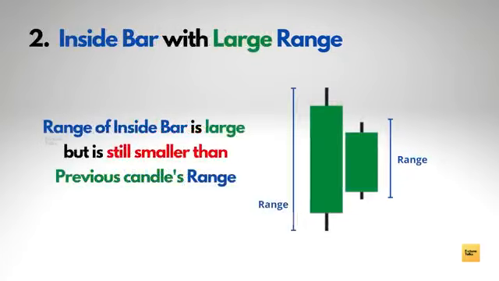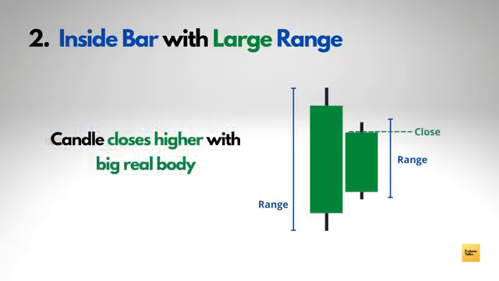The second type is the inside bar with a large range. Now you can have an inside bar with a large range. So this is still an inside bar as the range of the candle is covered by the prior candle. But in this case, you will notice that the range of the inside bar is too large. Now, depending upon the close of the inside bar, this could either represent an indecision in the market or a reversal in the market. Now let's see an example each for the long range candles of these types.